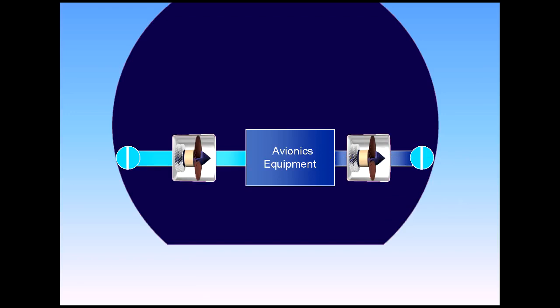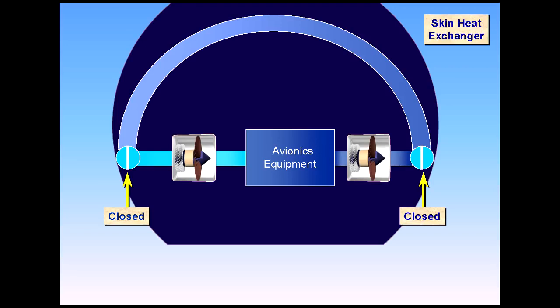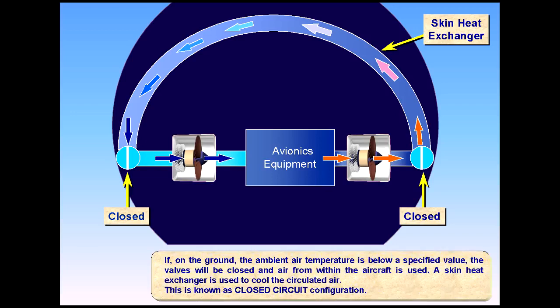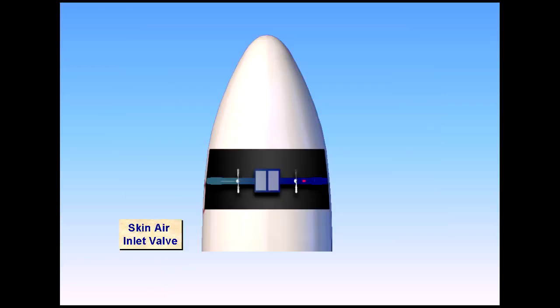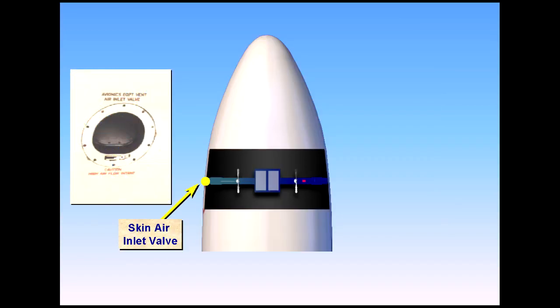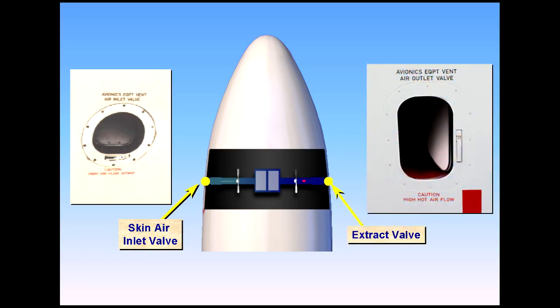If, on the ground, the ambient air temperature is below a specified value, the valves will be closed and air from within the aircraft is used. A skin heat exchanger is used to cool the circulated air. This is known as closed circuit configuration. The skin air inlet valve is located on the left side of the aircraft, and the extract valve is located on the right. Both of these valves are inspected during the pre-flight walk-around for damage or obstruction.